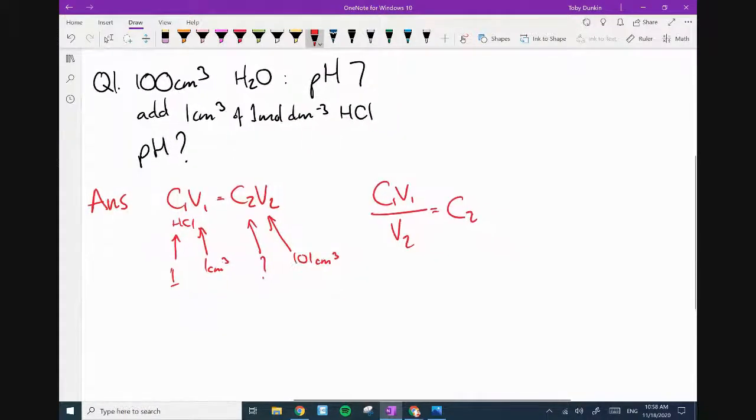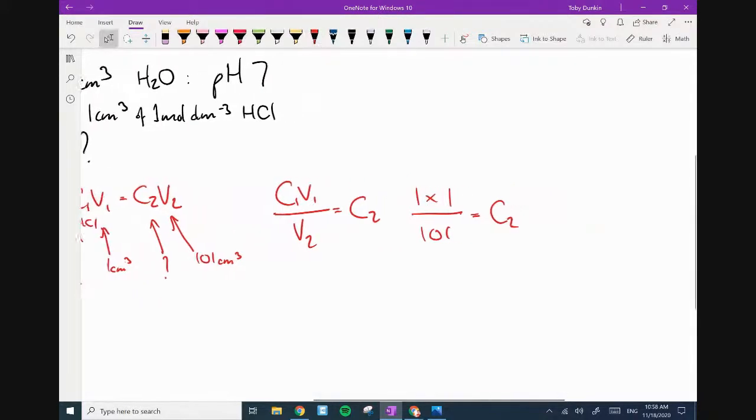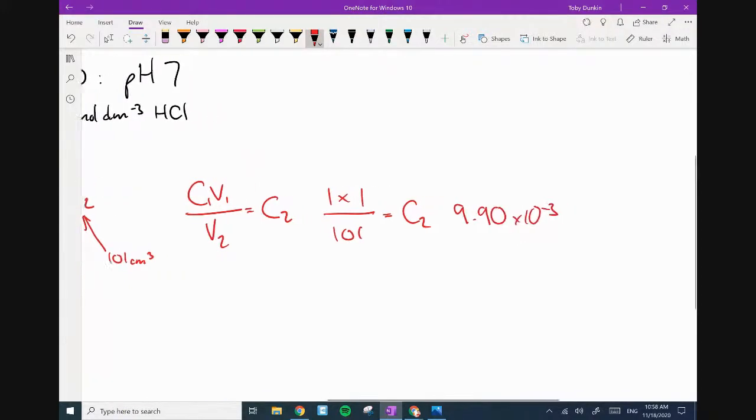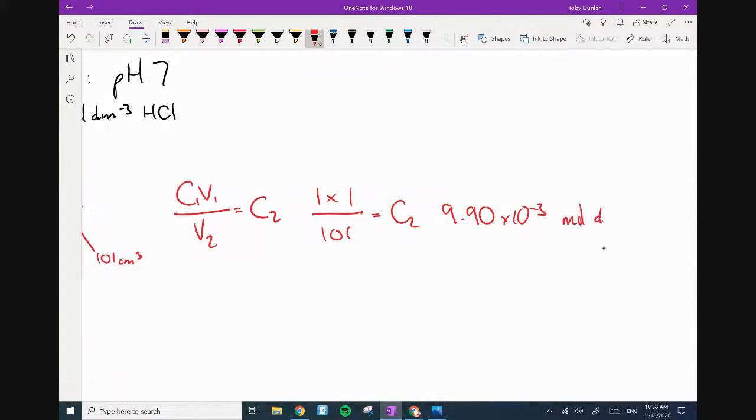I can insert my numbers. My calculator has been a proverbial nightmare of late. 1 times 1 over 101 gives me C2. Nice and easy numbers. Yeah, turn my calculator on. I've ordered a new calculator off Lazada, so that'll be turning up soon. So that's going to come out as 9.90 times 10 to the minus 3 moles per dm cubed new HCl.